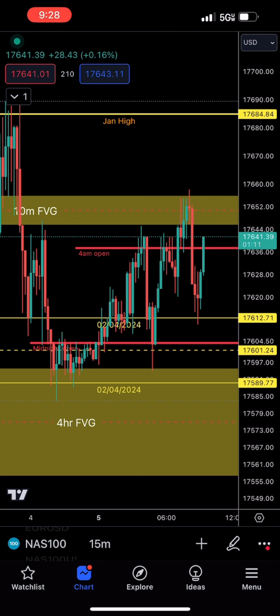What I will do is wait to see how price wants to respect that fair value gap first, because you never really know what can happen. Sometimes you have to wait for the market to show its hand. Then when the market shows its hand, that's when you take the trade.